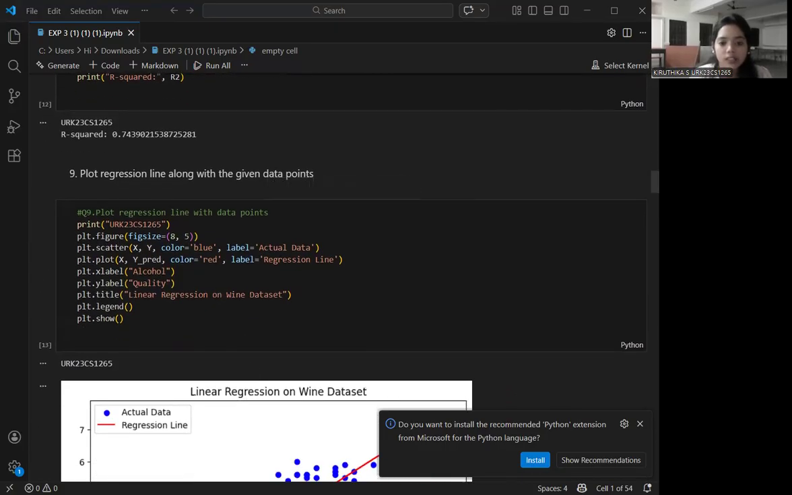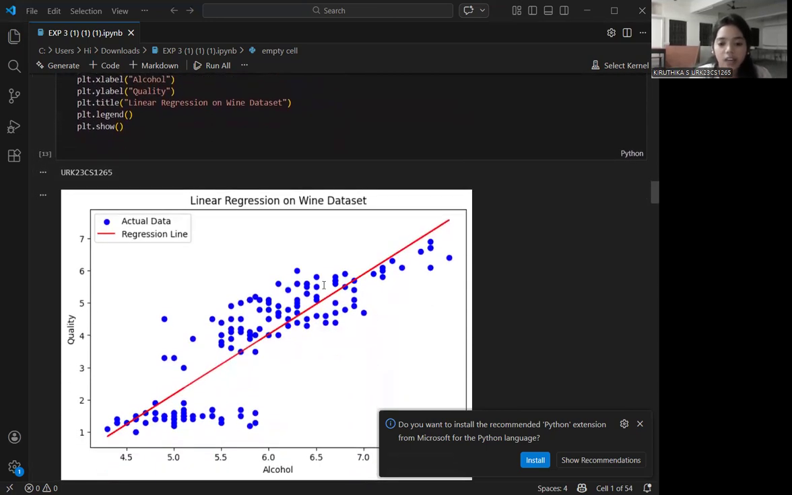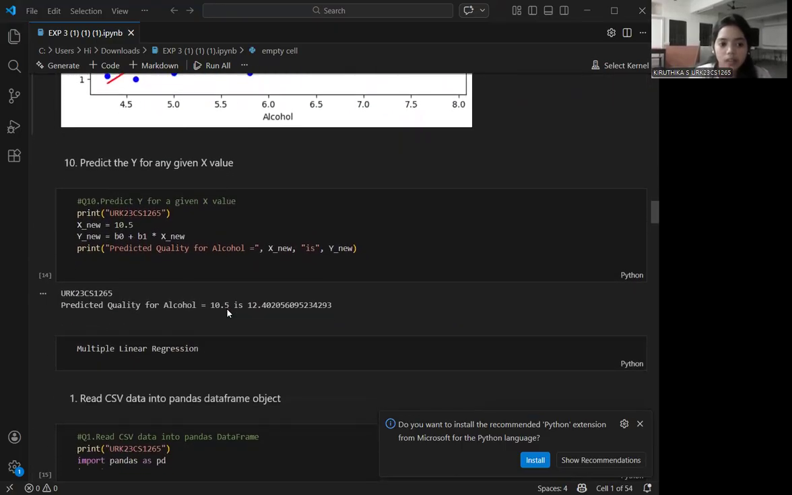And the ninth one is plot the regression line visualization. Blue dots indicate the actual data and the red line indicates the regression line. This graph visually shows the relationship between x and y. The regression line represents the predicted trend in the data set. And the tenth one is predict a new value, predict y for a new x. Finally, we use the regression equation to predict y for a new value of x.